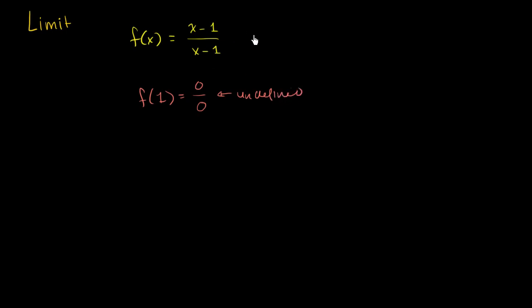So you can make the simplification. You can say that this is the same thing as f of x is equal to 1, but you would have to add the constraint that x cannot be equal to 1. Now this and this are equivalent. Both of these are going to be equal to 1 for all other x's other than 1. But at x equals 1, it becomes undefined.